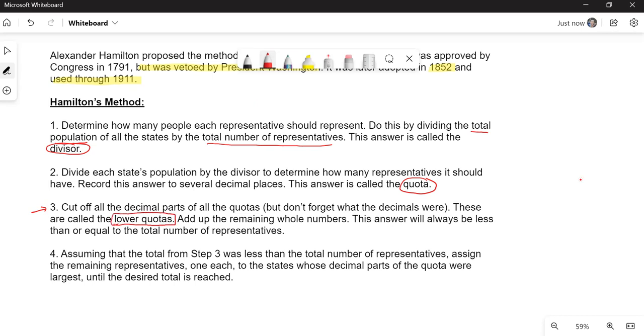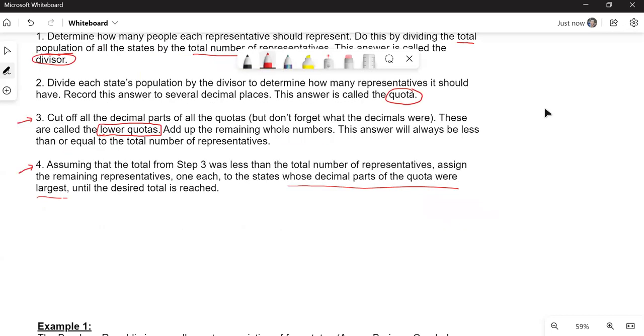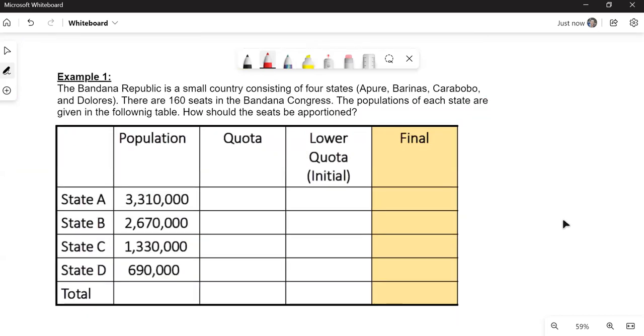So every state will start with at least that many representatives. Remember that if a state actually has a 0, we're going to go ahead and give them at least 1. Everybody gets 1 in apportionment. This answer will always be less than or equal to the total number of representatives. So the way we give out the rest of the representatives is handled in step 4. What you'll do is you'll look at the states whose decimal parts of the quota were largest, and you'll give them the next available seats until all seats are given out. Let's take a look at an example to see practically how this is done.